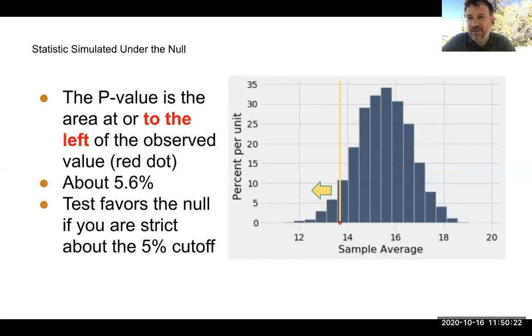Here, smaller values of the test statistic favor the alternative, so we need to look at the left tail of this histogram and compute the area to the left of that yellow line. That's the p-value. In this example, it was about 5.6%. If we use a cutoff of 5%, then this p-value is slightly above that, and so we cannot reject the null hypothesis. So we would say, I can't reject the null hypothesis. The GSI could be right, the scores in their section could have occurred if there had been no difference between the sections.